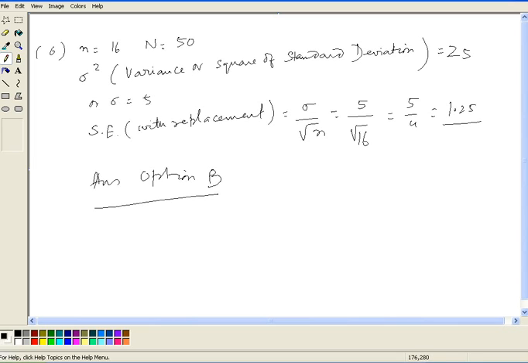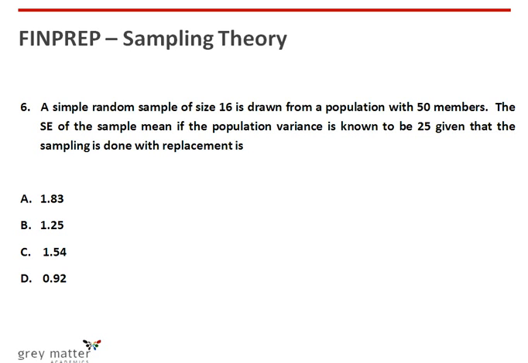Now, standard error SE with replacement is given by the formula sigma by root n. Substituting the relevant values, small n, that is, 5 by root 16, which is 1.25. So the answer is option B. Going to our PowerPoint presentation, it is option B, which is 1.25.